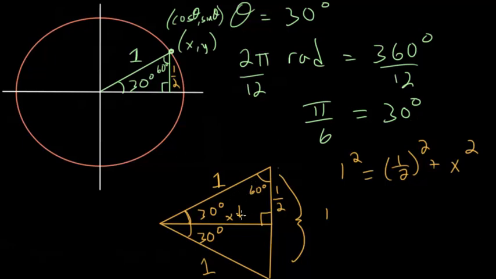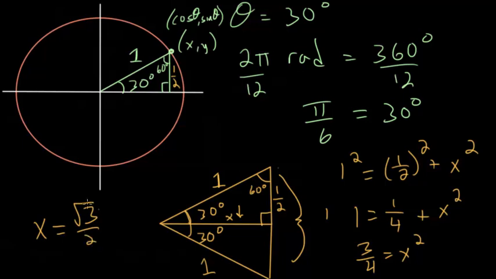Remember, the Pythagorean theorem is just you add the two side lengths squared and set them equal to the hypotenuse squared. So simplifying this, 1 squared is 1, 1/2 squared would be 1/4, since that's just 1/2 times 1/2, plus x squared. We subtract 1/4 from each side, so we get 3/4 is equal to x squared. And taking a square root of everything, we find that x is equal to root 3 over 2.